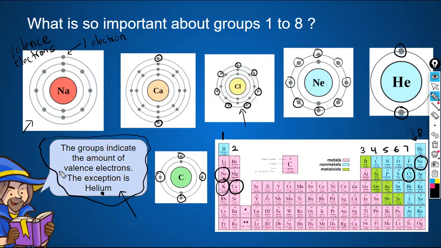This is the only thing I needed to take down. Everyone clear so far? Things are put in vertical groups based on how much outer electrons it has. No other reason, except for helium. He's the exception.